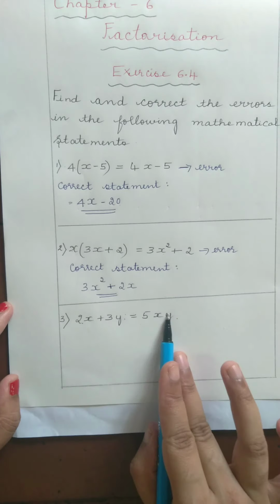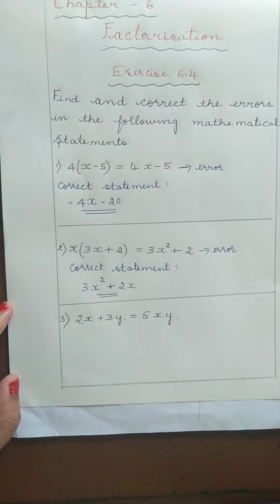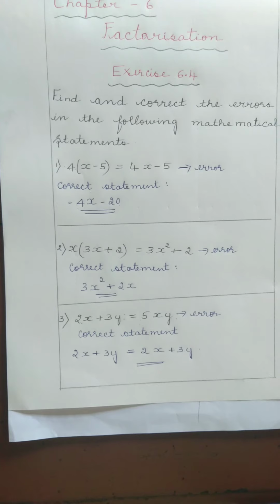Therefore, this particular statement also has an error. So the correct statement is 2x plus 3y is equal to 2x plus 3y. Therefore, you can add or subtract two or more terms when you have the same variables. So if it is x, then another term also must contain x. If one term is y, then another term should also be y. If you have different variables, like for example 2x plus 3y, then we can't add or subtract. The answer will be 2x plus 3y only.